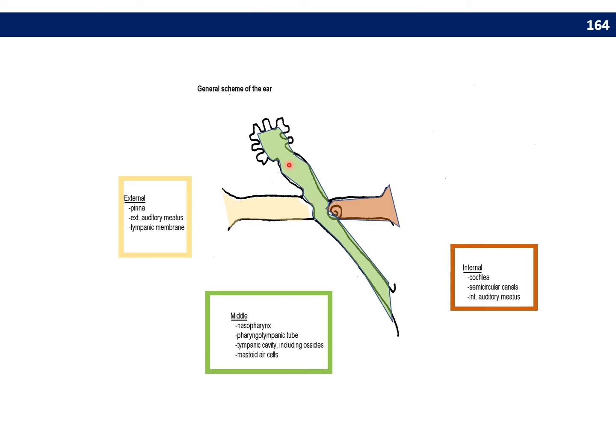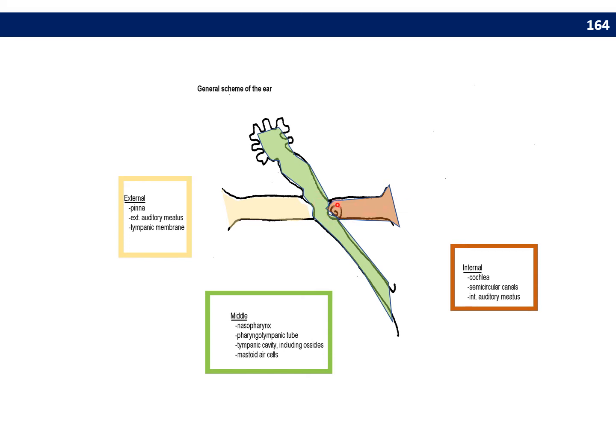It also includes the aditus to the mastoid antrum, so opening to these air-filled, mucosal-lined air cells in the mastoid process. It contains the ossicles, the malleus, the incus, the stapes, those tiny little bones within the middle ear.